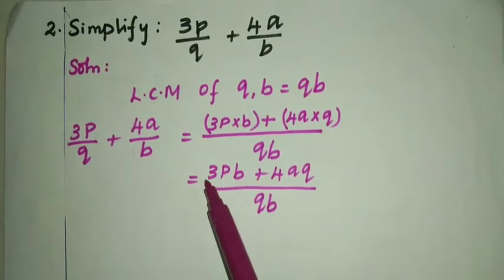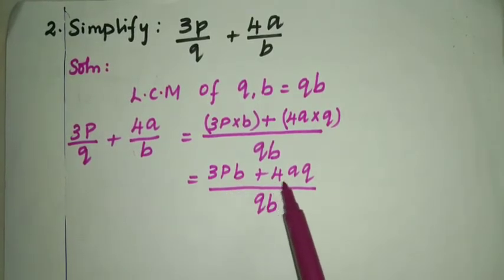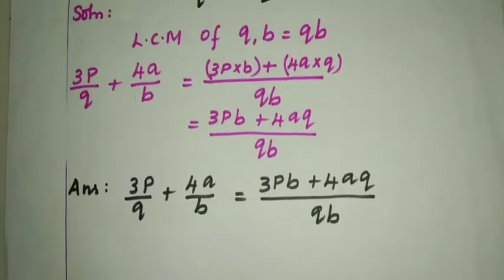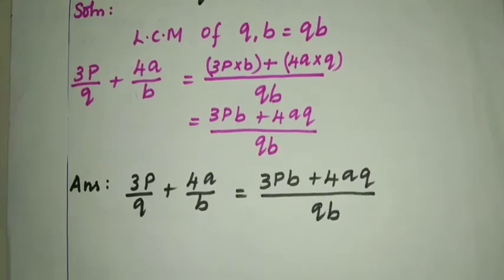Here the numerator 3pb and 4aq are different variables, so simply you have to write it like this. So this is the answer.